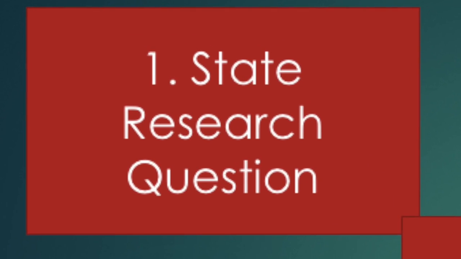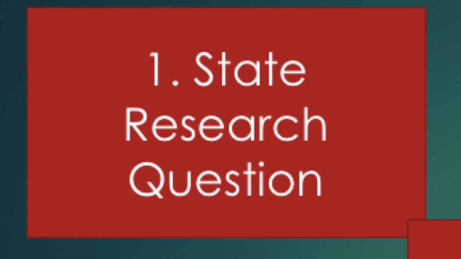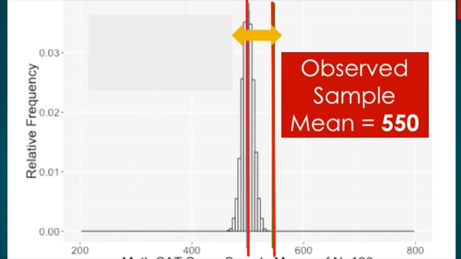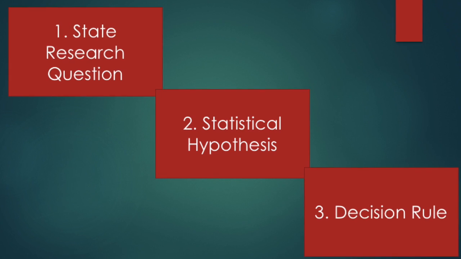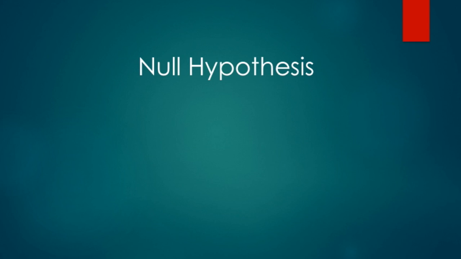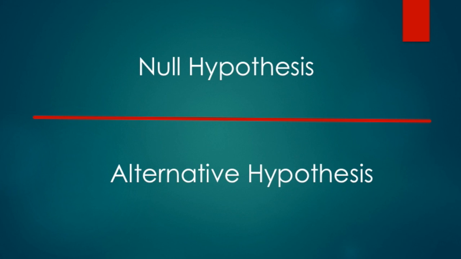State the research question. The research problem in this example would be, does the mean math SAT score from UCSD students differ from the national average of 500? Next, we will identify the statistical hypothesis, which are the null and alternative hypothesis, which we will know as H sub 0 and H sub 1 respectively.